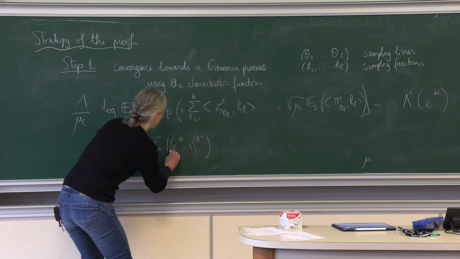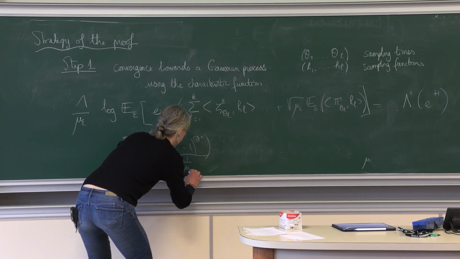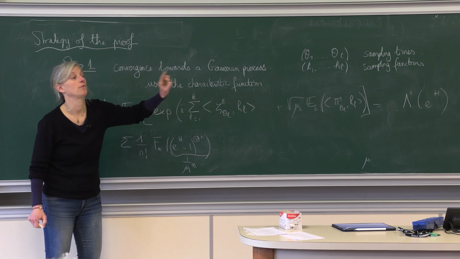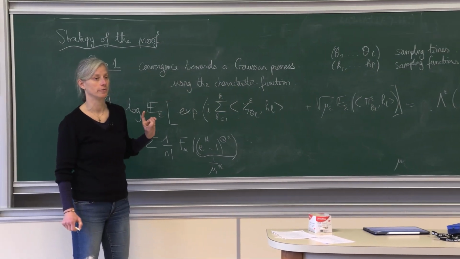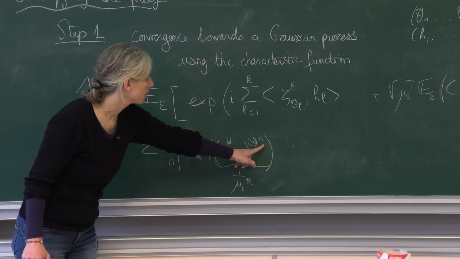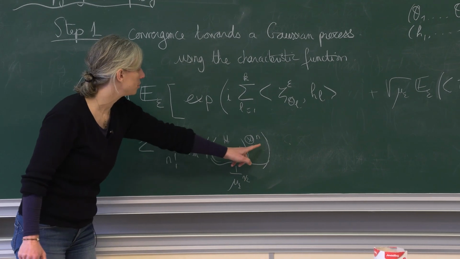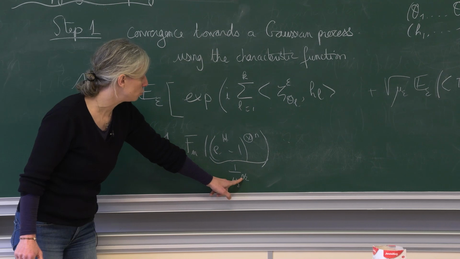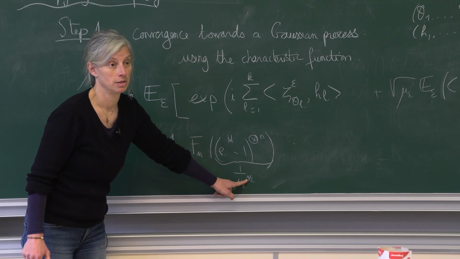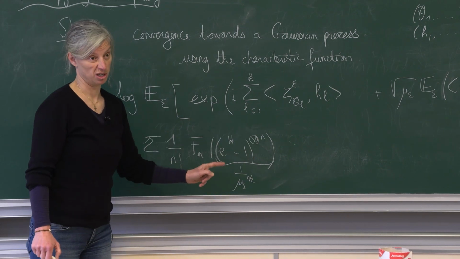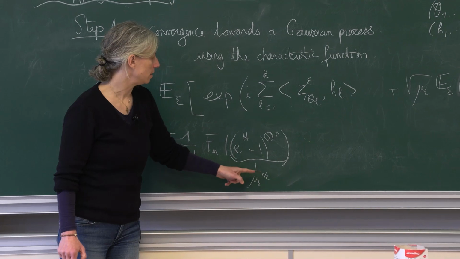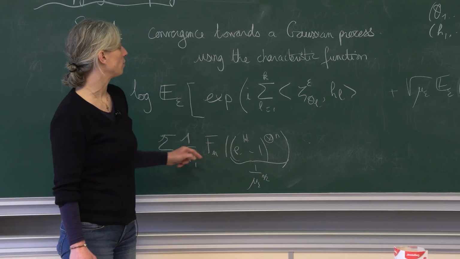And so you see that this guy essentially is 1 over mu epsilon to the n over 2, just because of the scaling of the capital H. So what you see is that all the terms for n bigger than 2 will just disappear in the limit. Now for n equal 1, you expect the cancellation, and then you just get the one which comes from the second cumulant.